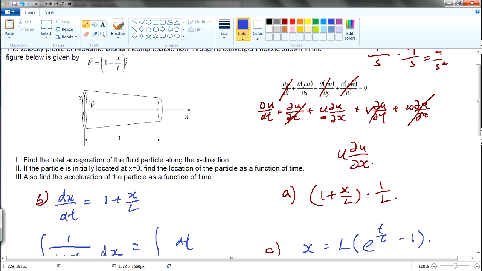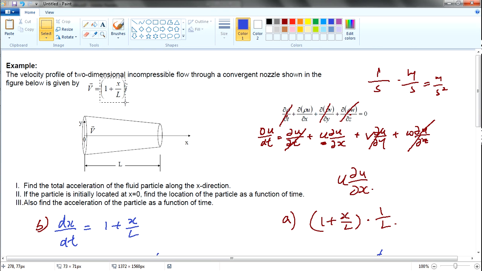Nonetheless, for this, another approach is to straight away differentiate this one. It is pretty much straightforward. As the problem says, it is a two-dimensional incompressible flow. When you talk about incompressible flow, there will be no density changes. Since you also know that there is only one direction, the x direction, you can straight away differentiate one time to get the acceleration, which is what we are actually doing. It's just a little complicated when talking about this part over here.